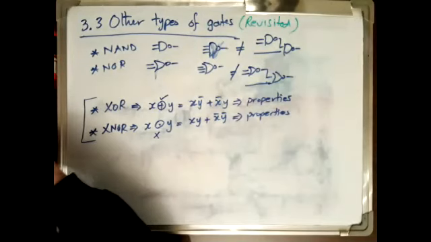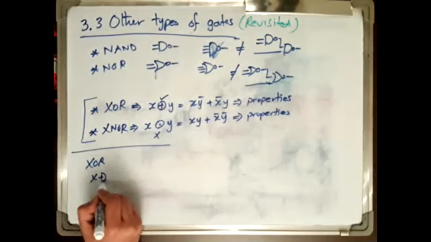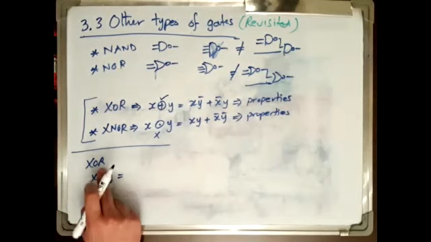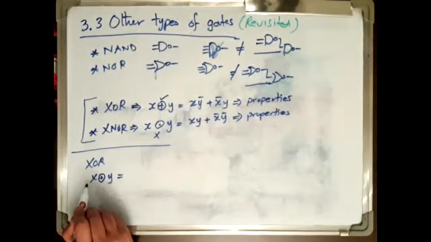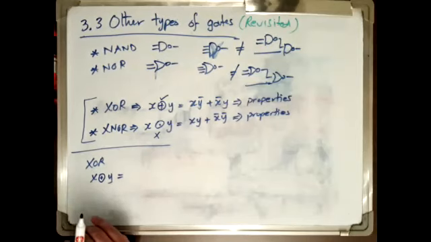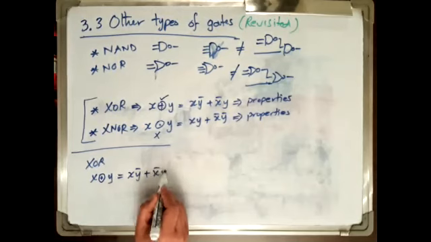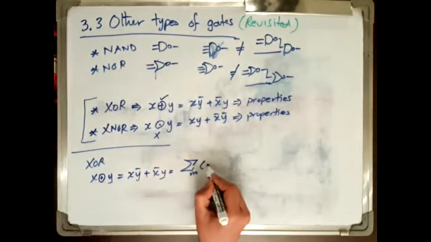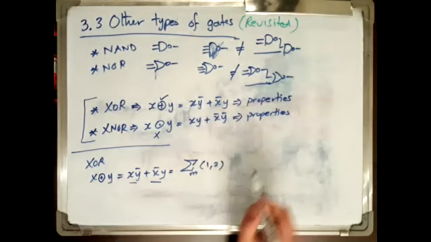So if we start with the XOR, and specifically the two input XOR gate, we said XOR means exclusive OR, which means that the output of this operation is one if only one of the inputs is one. That's why it is called exclusive. However, there is a more general description that can be given to this operation based on some observations. So this is X Y bar plus X bar Y, which is basically the sum of minterms 1 and 2.